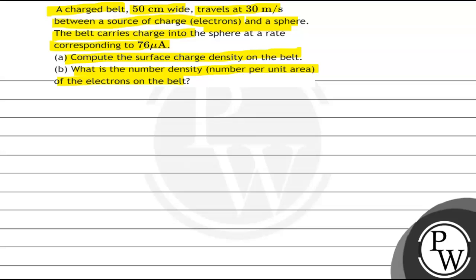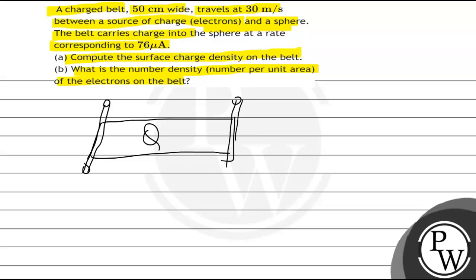So let us try to understand what is given in the question. This is the belt which is carrying some charge. This is the roller on which it is rotating. Here a source is given, and this source transfers the charges through this belt to the sphere kept here.